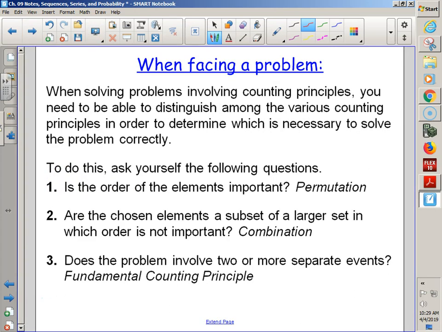Let's summarize everything we've done in section 9.6. Then I'll let you write down homework. Hold on, pause, pause, pause. This is important for 9.7.